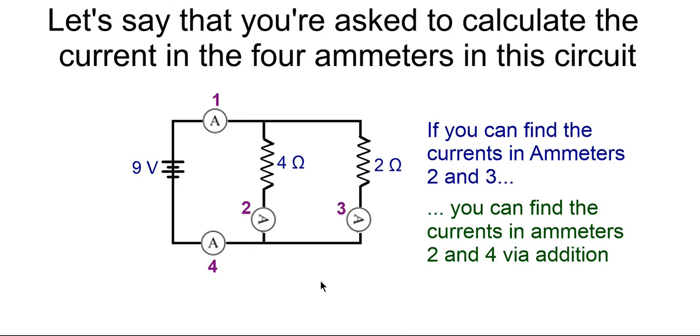Okay, here's the problem I want to look at. Let's say that you're asked to calculate the current in the 4 ammeters in this circuit. Now, 2 and 3 are inside. They're on legs, aren't they? And 1 and 4 are on the outside. This current here is going to split, isn't it? And this is going to join back to here. So I think you can probably see, if you can find the currents in ammeters 2 and 3, you can find the currents in ammeters 1 and 4 because of addition, because of the splits and joins.